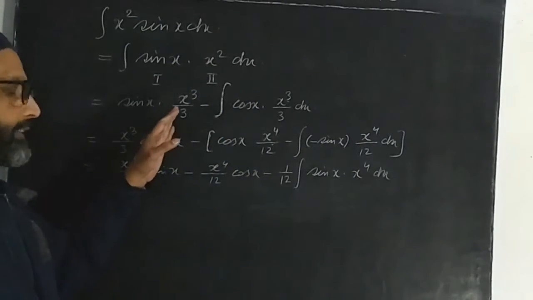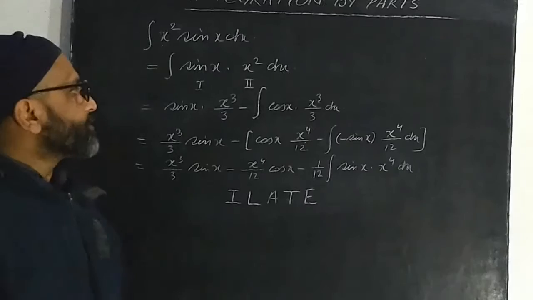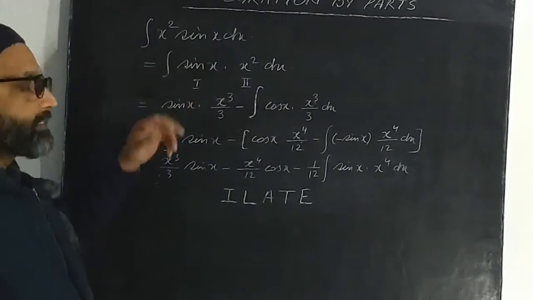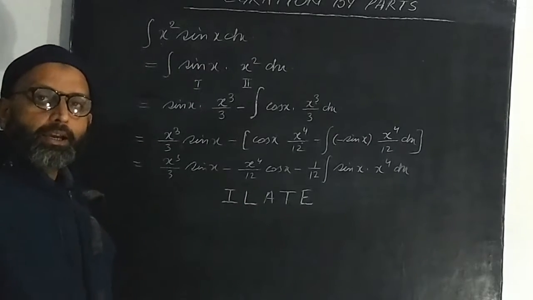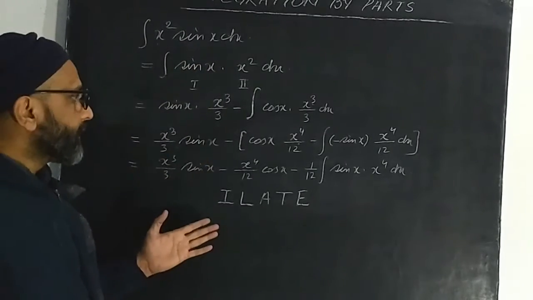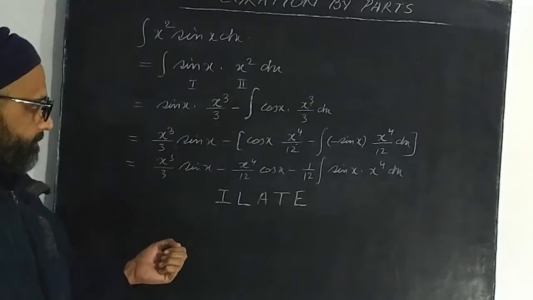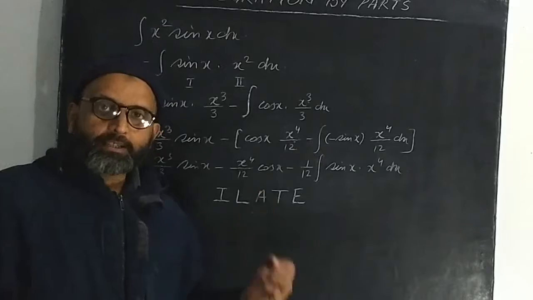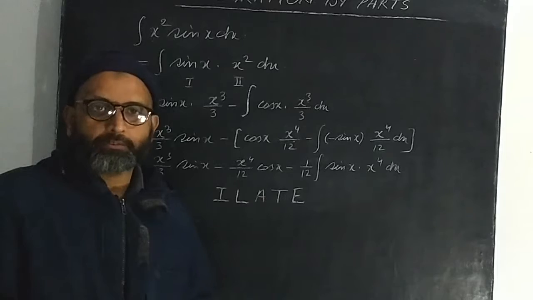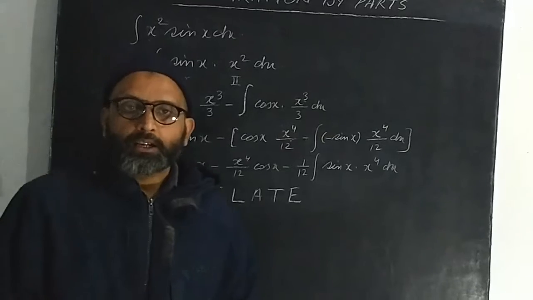Initially it was x square, and then it becomes cube, then x to the power 4, and so on. As you see, when we took x square as the first function and sin x as the second function, we completed the integral in 3 or 4 steps. But after changing the sequence of these two functions, this is a never ending process. So it is very important to understand which function we have to take as first function and which as second function. So now the question is, is there any rule regarding this?